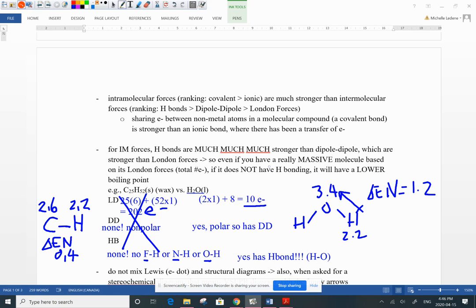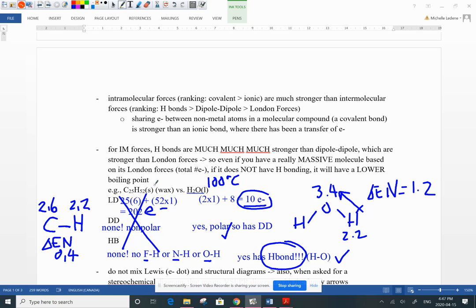Water is. Why? Even though it's a smaller molecule, look at the stronger forces that it has. It has dipole-dipole; it is polar. That is a stronger force than London, so that means it has a higher boiling point. And the strongest force, the hydrogen bond, it has that as well. As a result, it's going to have the highest boiling point, and you know that it boils at about 100 degrees Celsius.